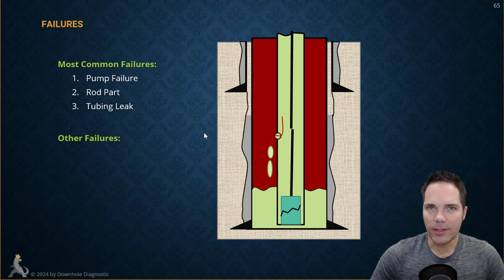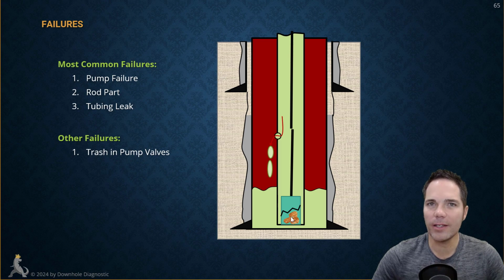Now, other failures, things that are not as common, and this one actually is pretty common. This is trash in a pump valve. If you have trash in a pump valve, that could be due to frac sand or formation sand, or maybe some rubbers from a rod guide that gets stuck in one of your valves. If that happens and one of your valves is inoperable, it's not going to displace any fluid. I like to differentiate this from a pump failure, because a lot of times you can remediate this from surface. You can maybe pump some surfactant and fluid from surface to try and flush the pump. You can also put the pump on a tag to try and dislodge those particular solids.